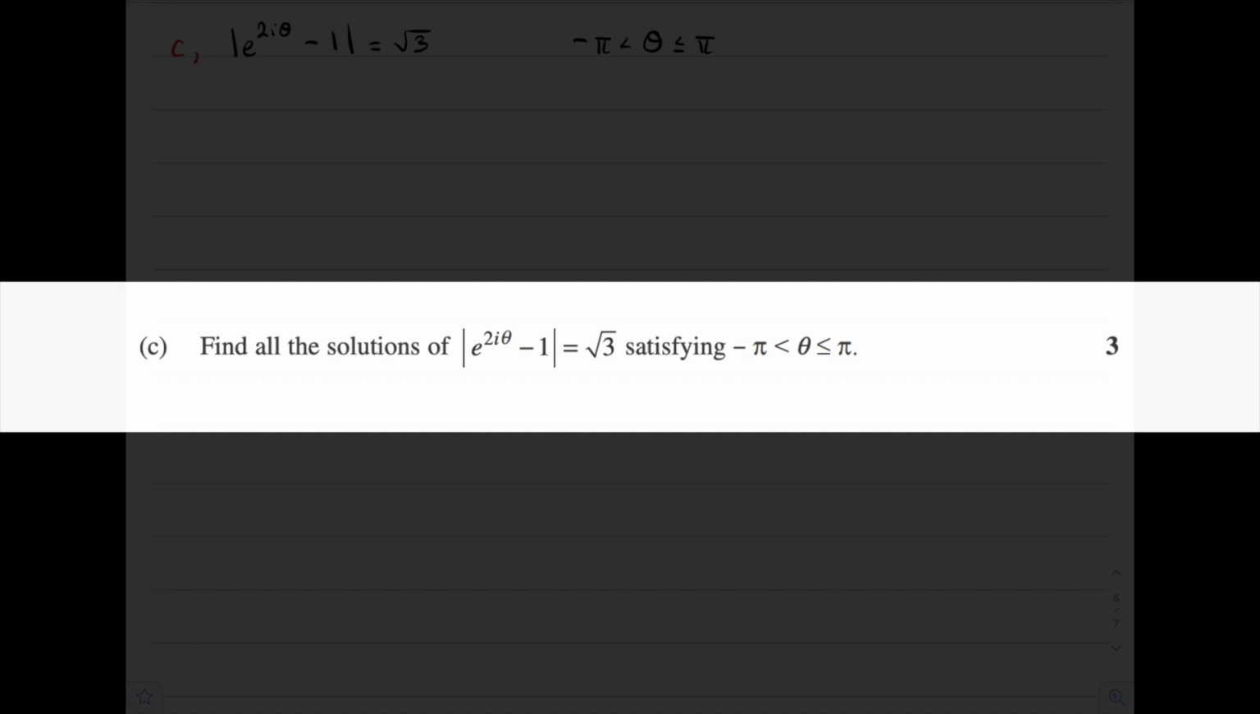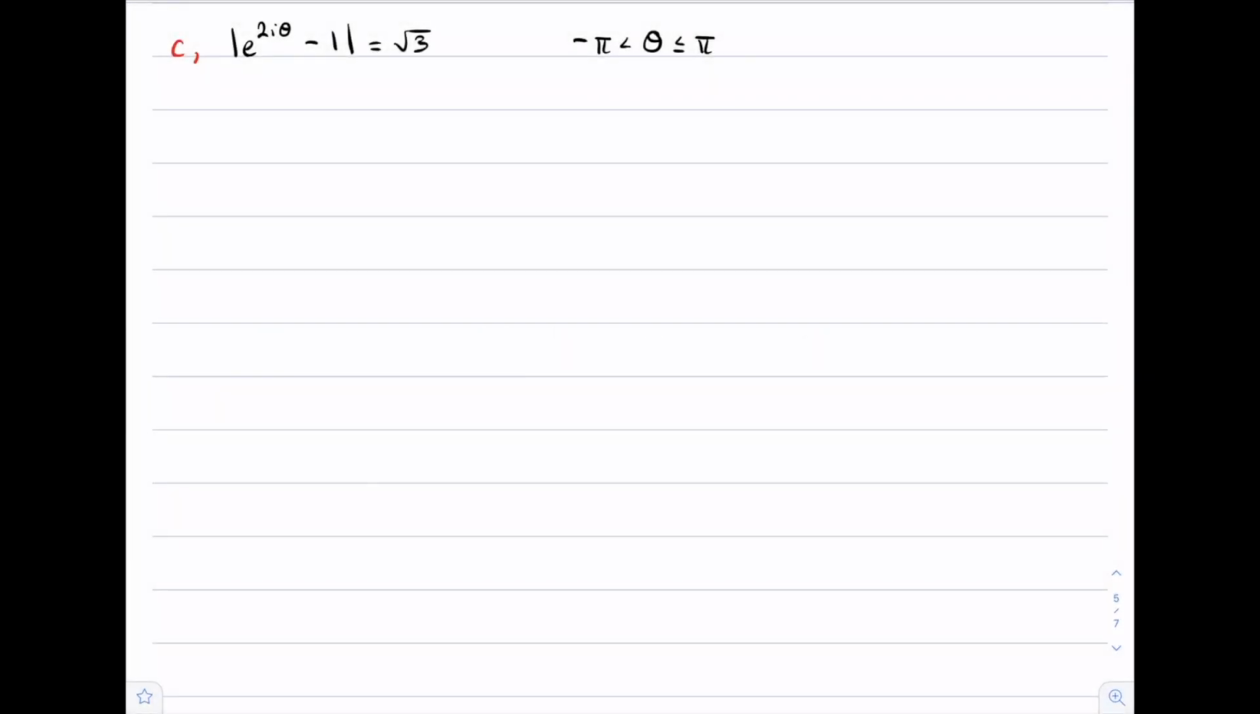Question C. Find all the solutions of the modulus of e to the 2i theta minus 1 equals root 3, satisfying minus pi is less than theta is less than or equal to pi. Okay, so I think there's a few ways that we can go about this, but I'd like to show you what I think is probably the nicest way of doing it. It's a very algebraic approach, but it uses some good techniques and algebraic skills that you need to be confident with when dealing with complex numbers.